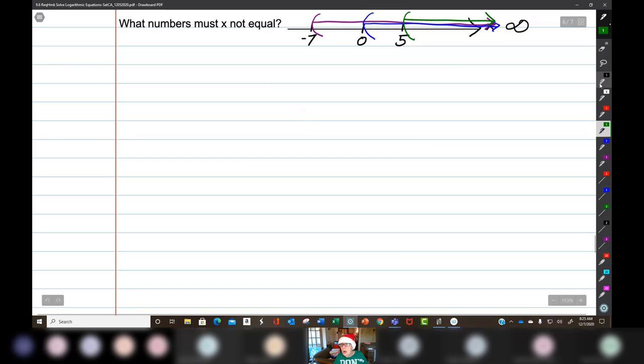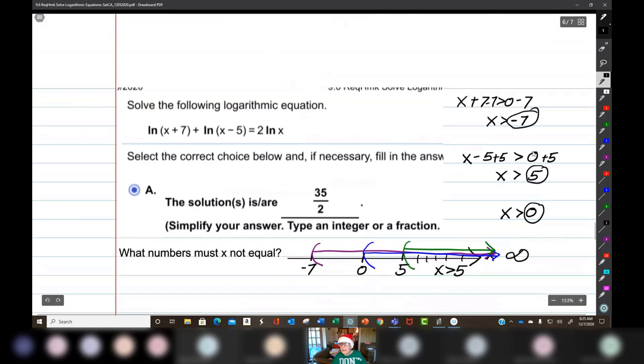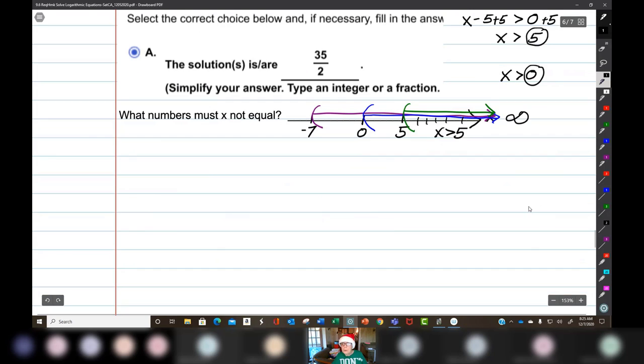So for this problem, the domain is going to be x must be greater than 5 in order to have an answer that satisfies all three inequalities. That is, it's a number greater than negative 7 and a number greater than 5 and a number greater than 0. Those are only going to exist over here.